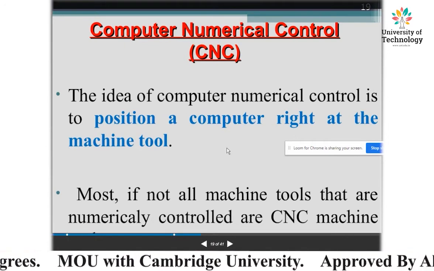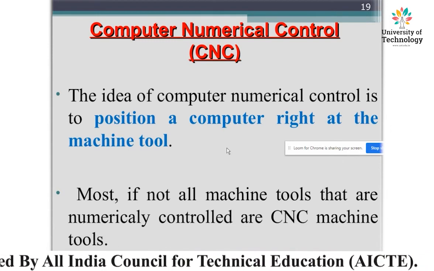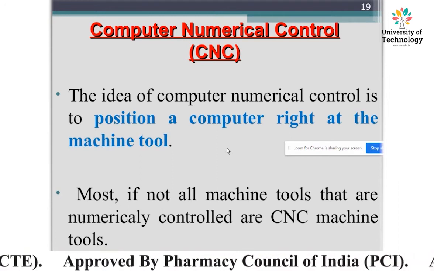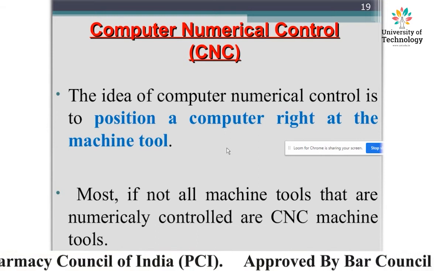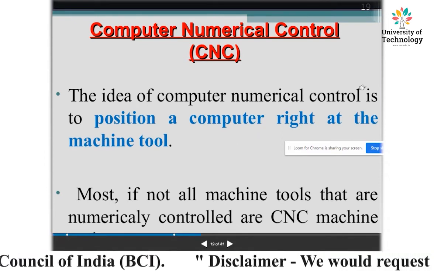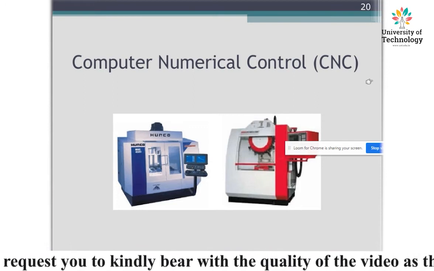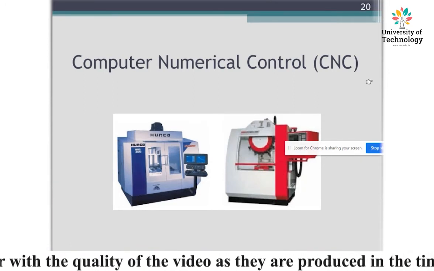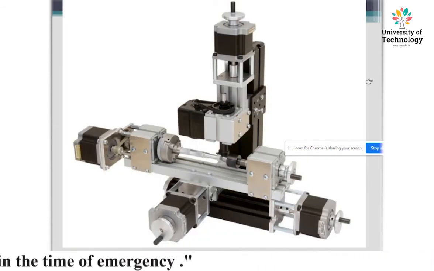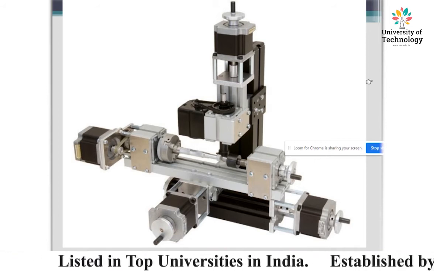Computer numerical control (CNC) machines. In a CNC machine, the idea of computer numerical control is to position a computer right at the machine tool. Most, if not all, numerically controlled machine tools are CNC machine tools. In this slide we can see figures of real machines. That is also a CNC machine with three-axis movement.